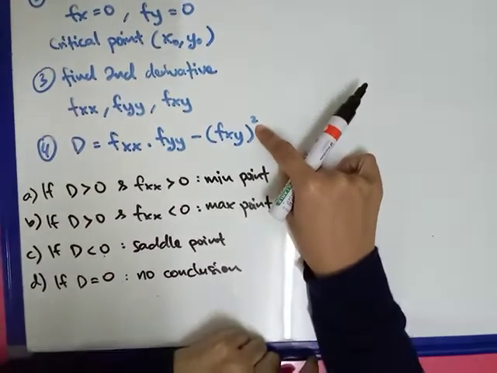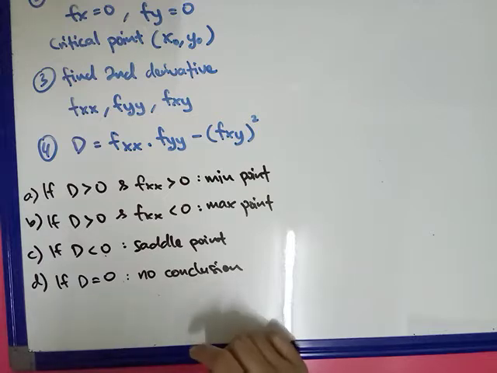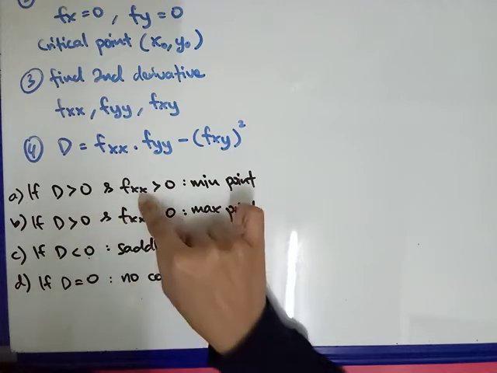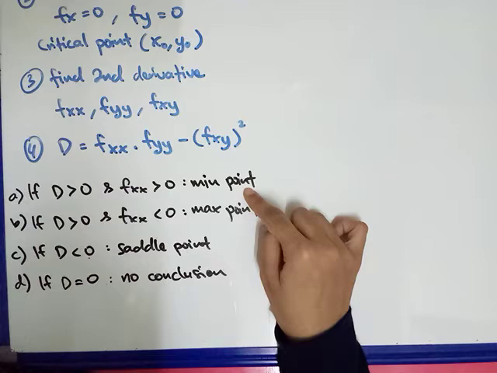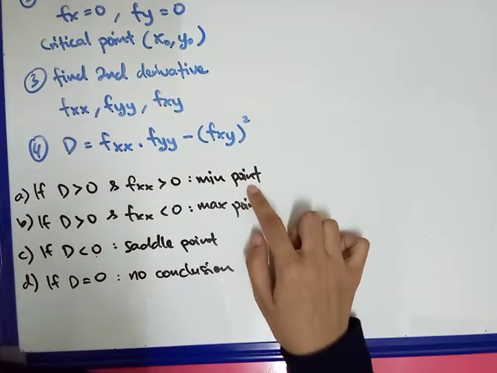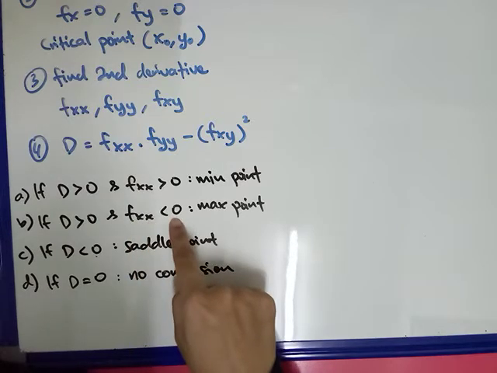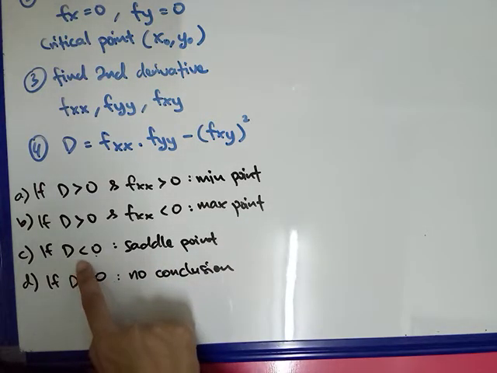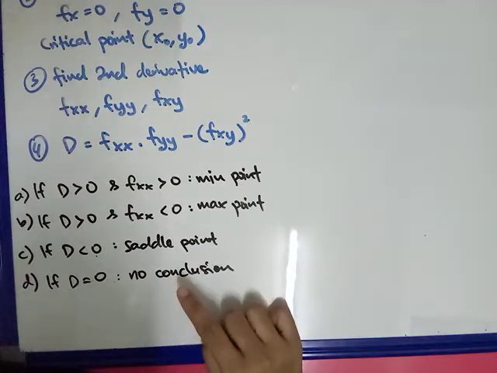Okay, and then when you have calculated D, if you get D more than 0 and fxx more than 0, it is a minimum point. If D more than 0 and fxx less than 0, it is a maximum point. If D less than 0, it is a saddle point. If D equals 0, there is no conclusion. Okay, so take this note.